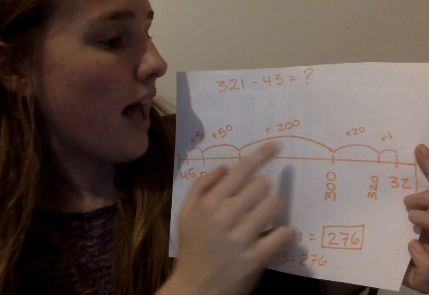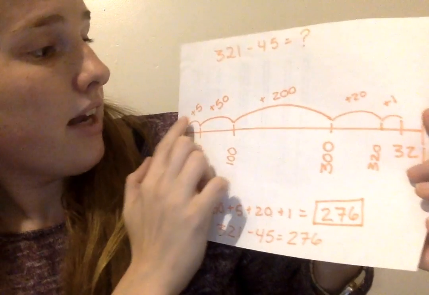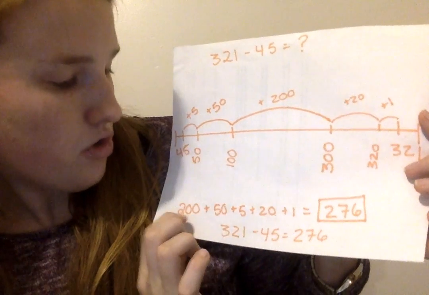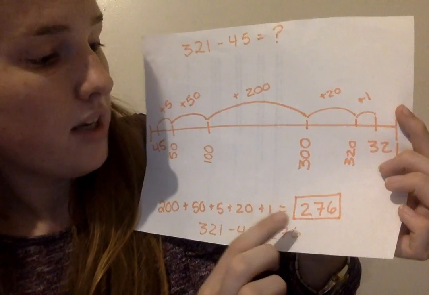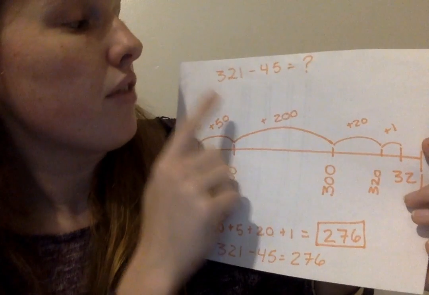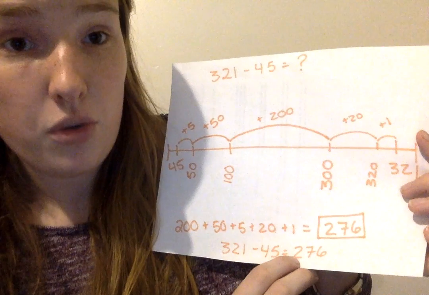All these numbers that I added, I could easily add in my head. I then added up these numbers that I added earlier to get the total. So 200 plus 50 plus 5 plus 20 plus 1 equals 276. So I know that 321 minus 45 equals 276.